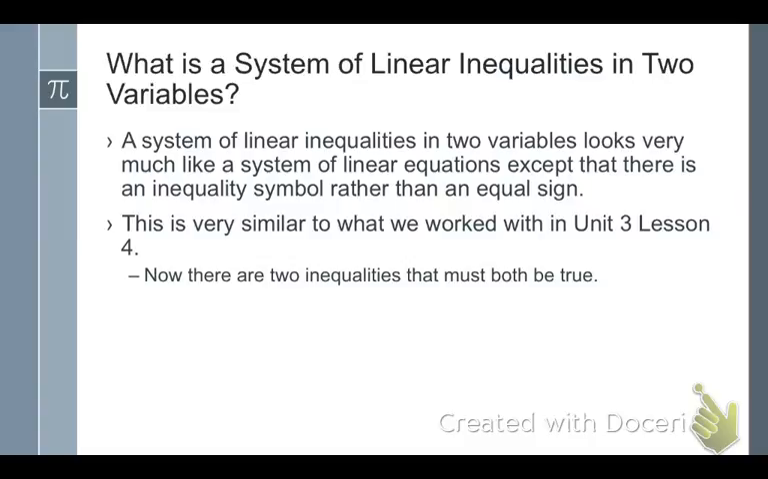In Unit 3, Lesson 4, we did the same thing. We transferred from equations to inequalities. You graphed the line and you shaded the side that represented the solution set. Really, the only difference here is you're going to do that twice, and where the solution sets overlap is the answer to your system. Those points will make both inequalities true at the same time.